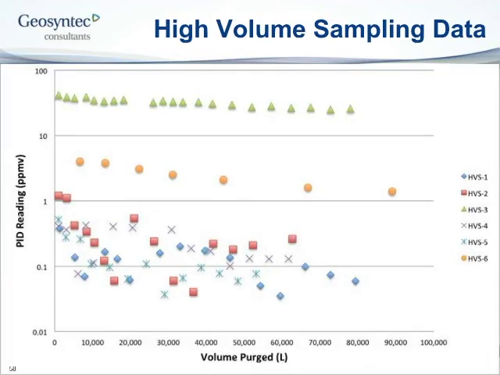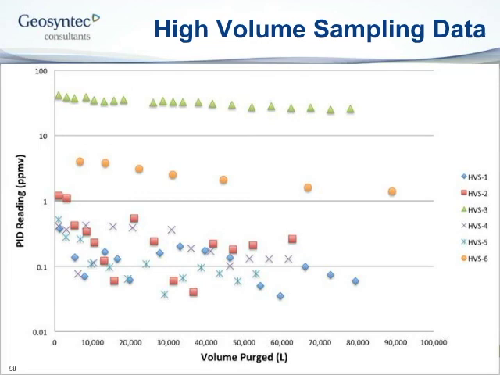The results for the high volume sampling show concentrations that diminish between high volume sample location number 3, which had the highest concentrations, and number 6, which is the next lowest. Pretty much all the other locations are less than a part per million. We see that the concentrations in each of these locations didn't change much as a function of the volume purged. So whether we purged just a small volume or 80,000 liters, we had very similar concentrations.